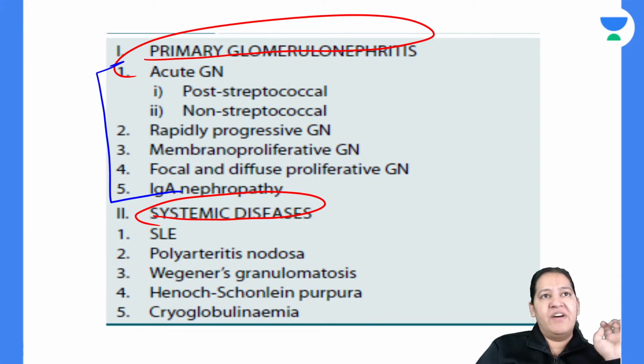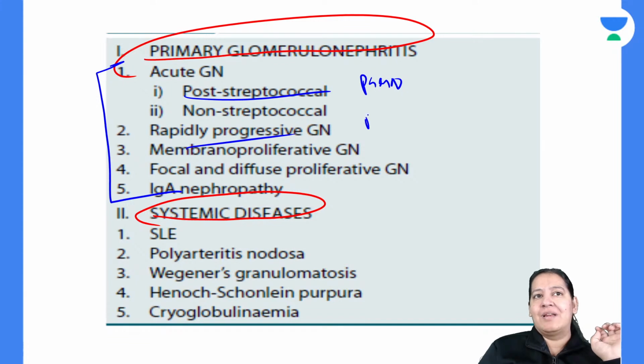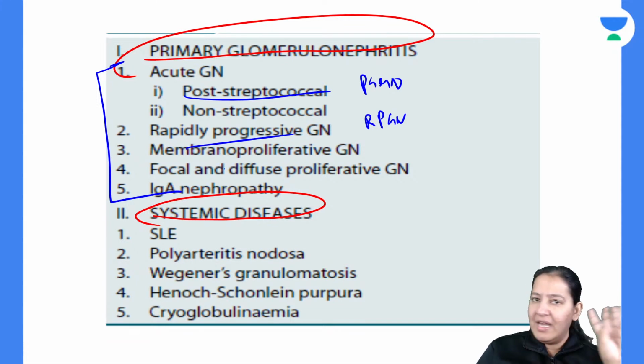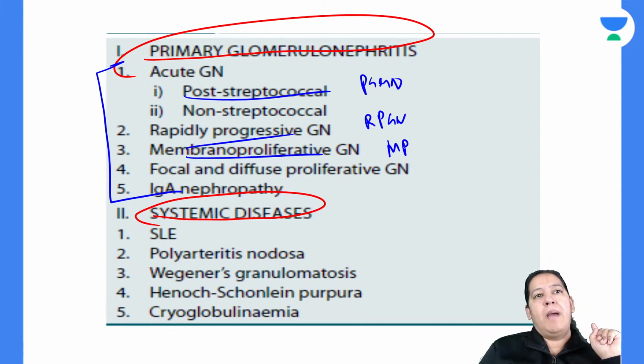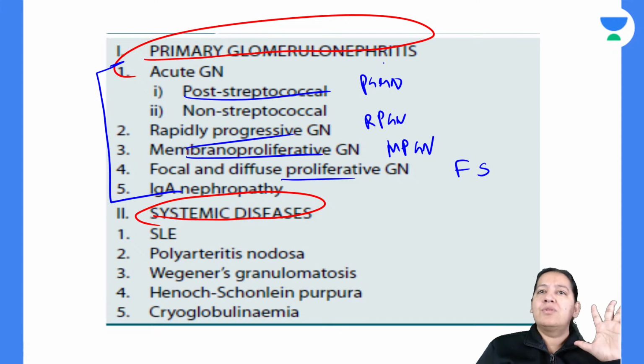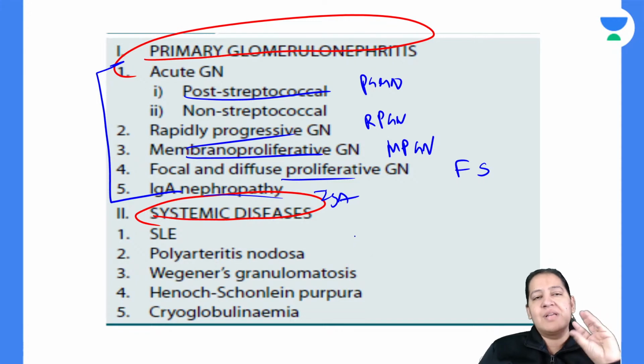Which 5? The first one, PSGN. The second one, RPGN. The third one, MCD is not there. MCD will be nephrotic syndrome. Then membranoproliferative, the fourth one is not there. It will be nephrotic. Membranoproliferative glomerulonephritis and focal segmental, these are nephrotic. And IgA nephropathy you have to learn. These are the 5 you have to learn from primary, which result in nephritic.